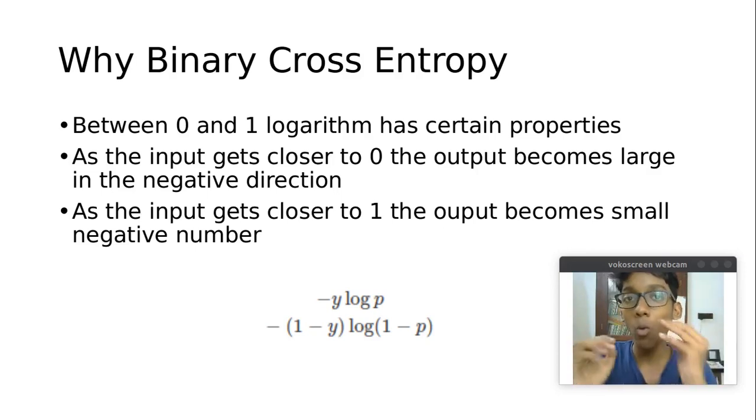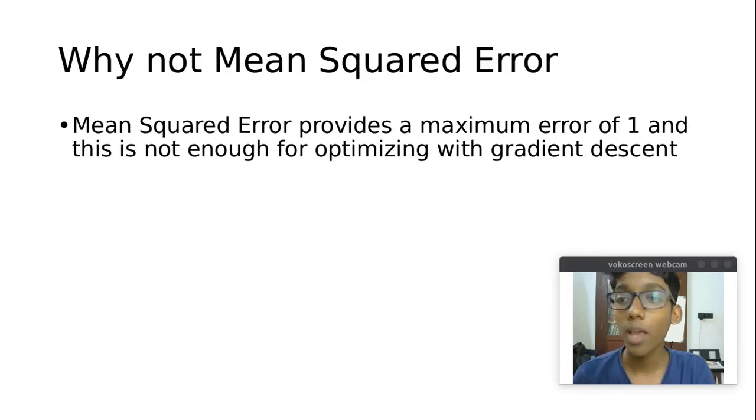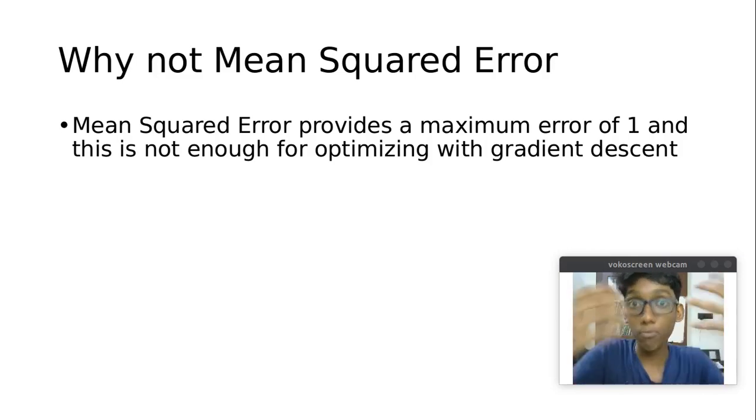Now why can't we use mean squared error? See, mean squared error provides a maximum error of 1 no matter what. For example, if you have a class of 1 and a predicted of 0, you only get 1, which is the maximum, which is not enough for optimizing with gradient descent. And I could get deep into this, but we don't have time for that in this episode.